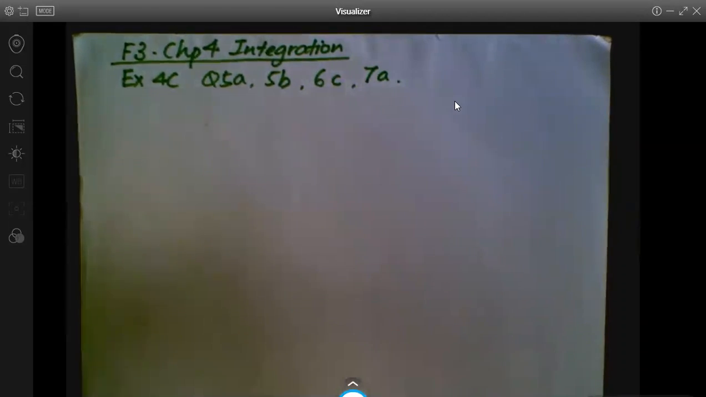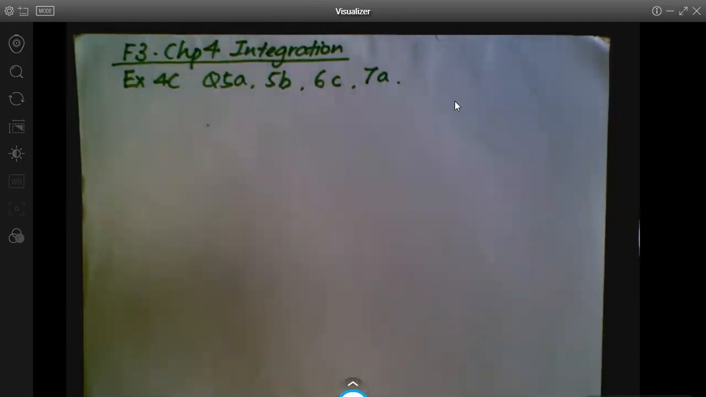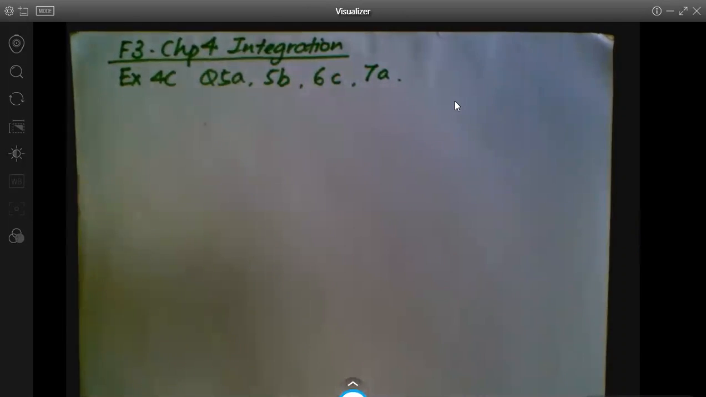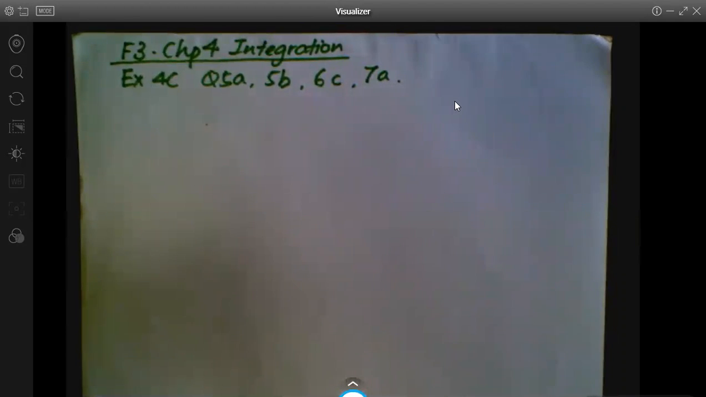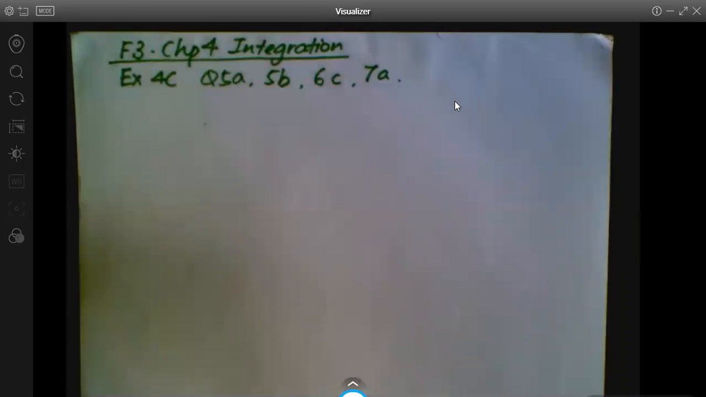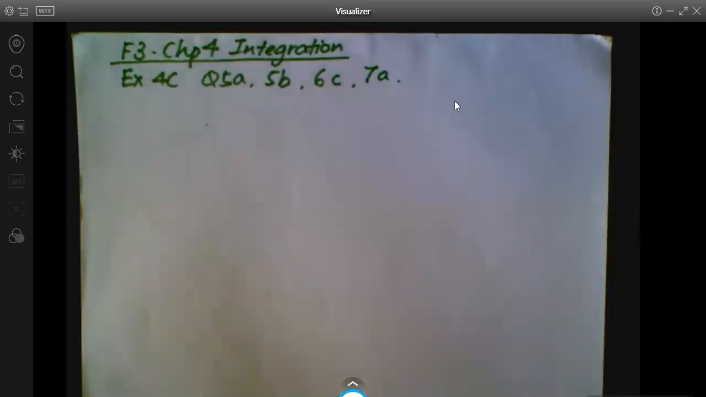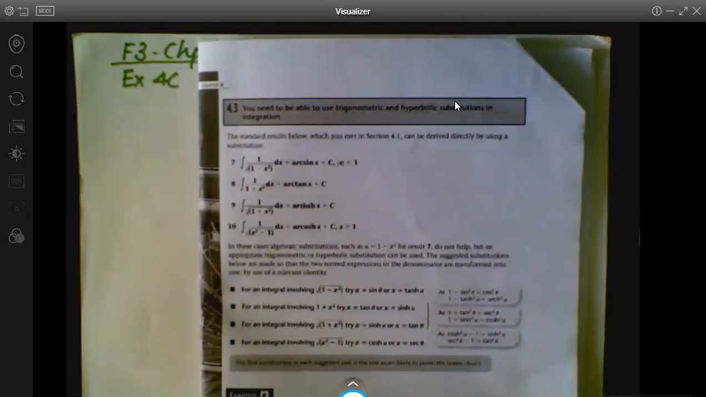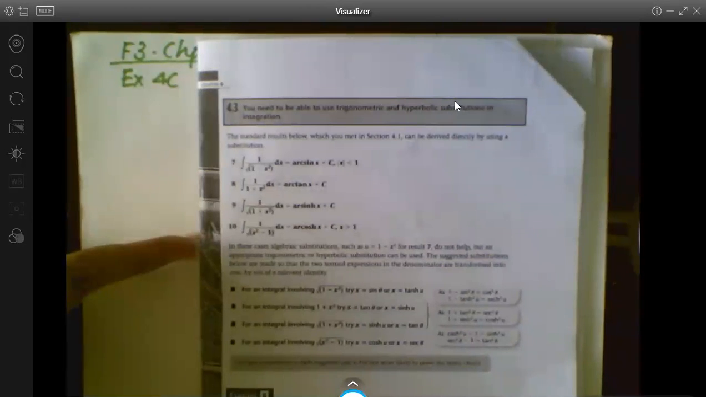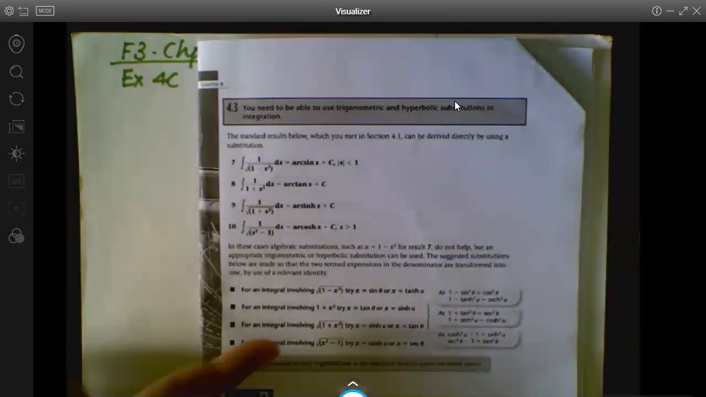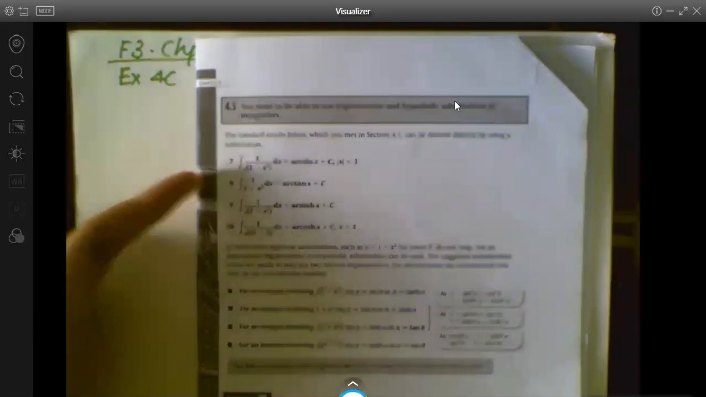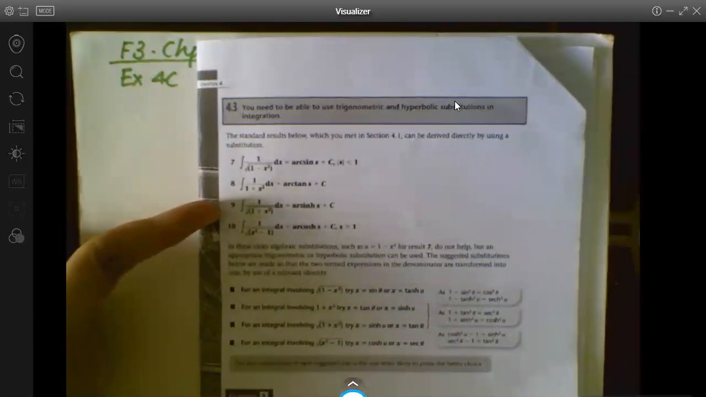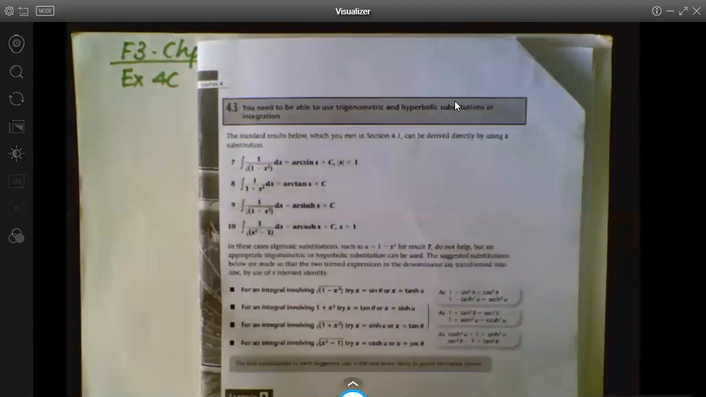Hello, welcome back. Today we're going to continue with F3, Chapter 4, Integration. In the last lesson, we talked about using substitution to perform integration in an easier way. We also briefly talked about some of the standard results, like here, 7 to 10, and how we can use common identities, usually trigonometry identities, to convert these into simpler functions that we can easily integrate.